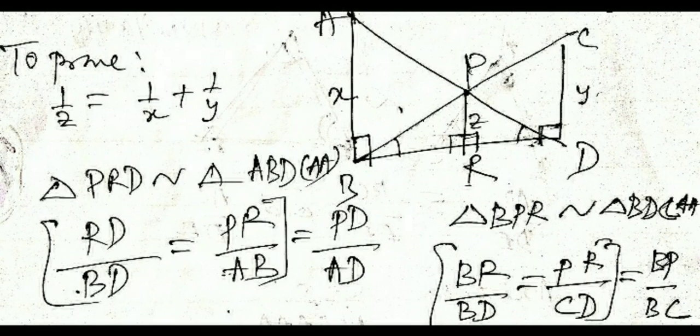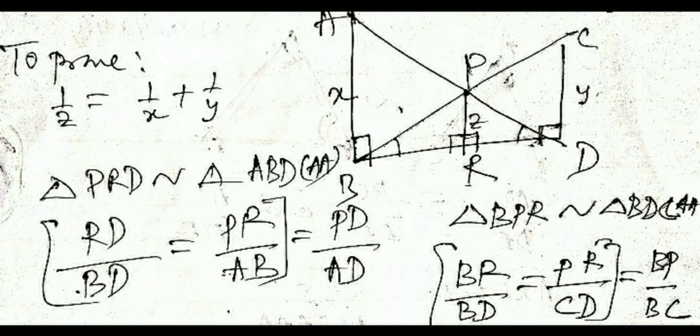Next, look at this figure. Here, CD, PR and AB are perpendicular lines drawn to the line BD. Now, if CD is Y units, PR is Z units, and AB is X units, prove that 1 by Z is equal to 1 by X plus 1 by Y.